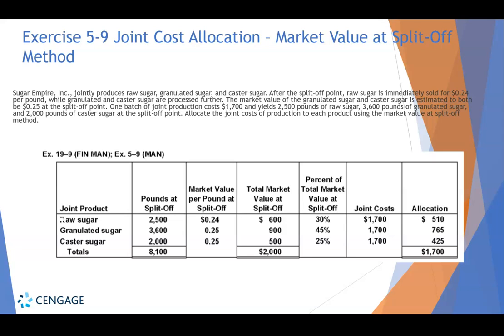So the granulated and castor is at 25 cents. The raw sugar is at 24 cents. Based on the pounds times the market value, we've got our total market value at split off. Therefore, the raw sugar is going to take 600 divided by 2,000, or 30% of the cost. The granulated, 900 divided by 2,000, 45% of the cost. And the castor sugar will take 25% of the cost.